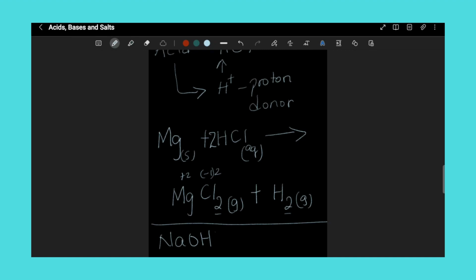What are some properties of a base? Well, they have a bitter taste. They are slippery or soapy to the touch, and they will turn red litmus paper blue. So it's essentially the opposite of an acid.